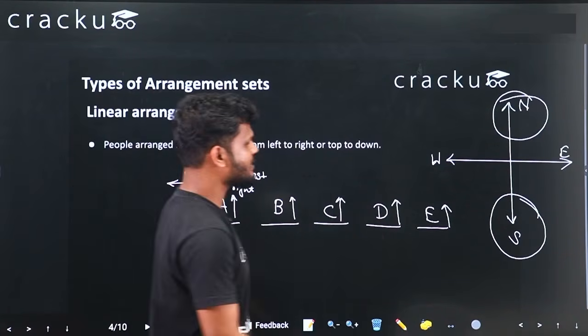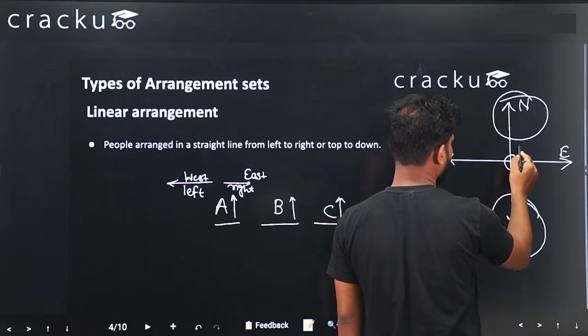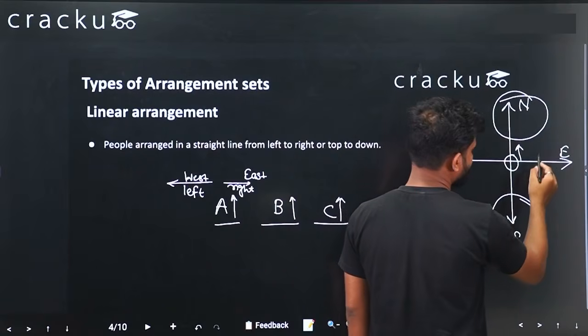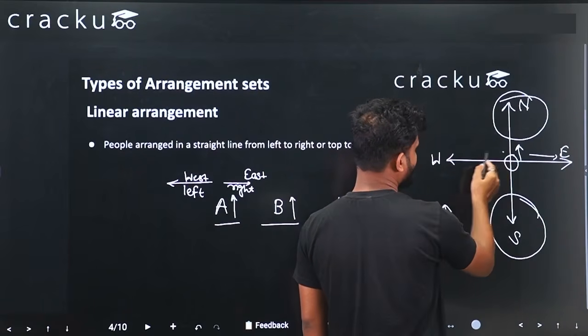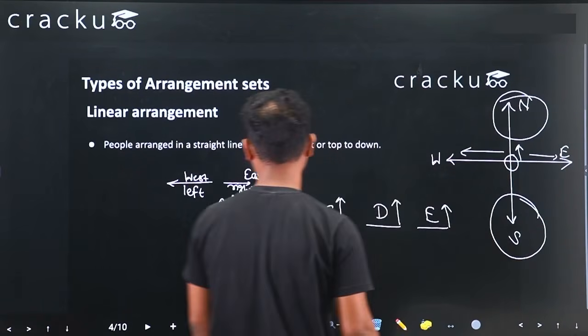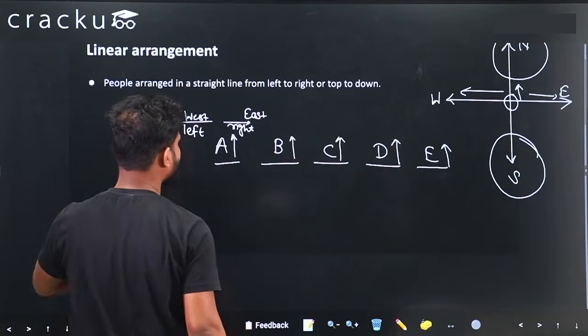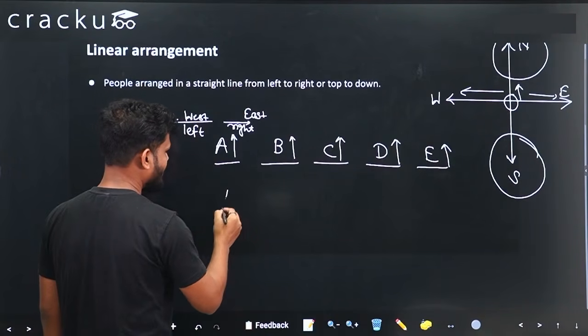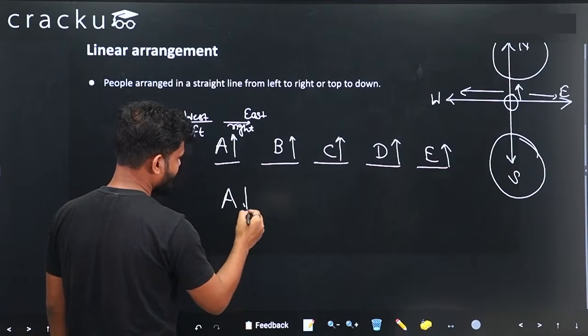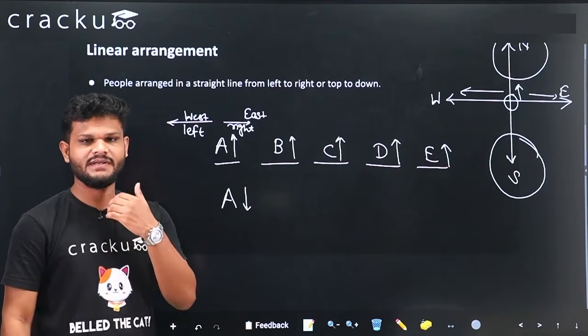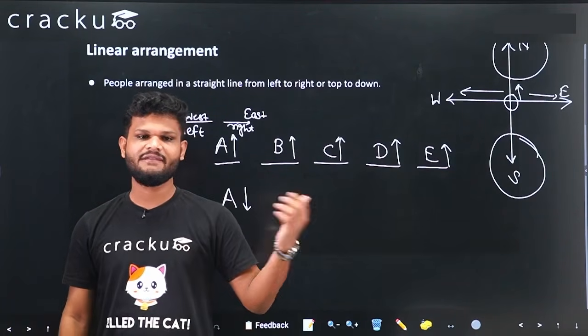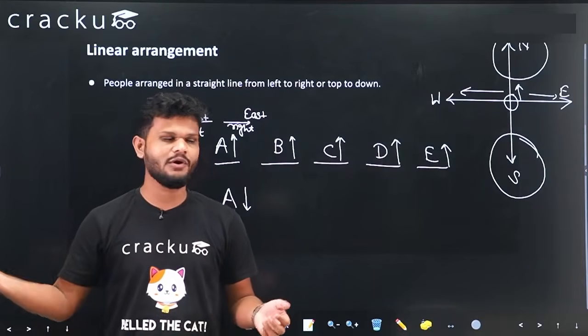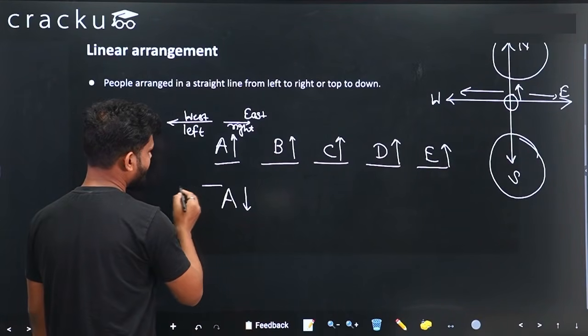So for a person who is sitting here and facing the north direction, his right will be in the east direction and his left will be in the west direction. Now imagine someone is sitting and facing the south direction. So assume yourself that you are facing the south direction. So your left will be on the east side, your right will be on the west side. So it will just get reversed.